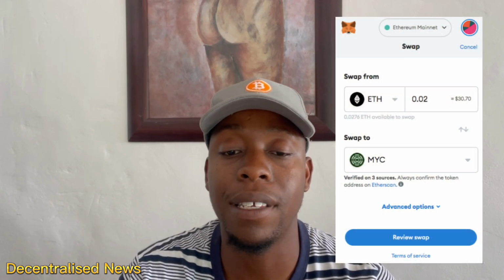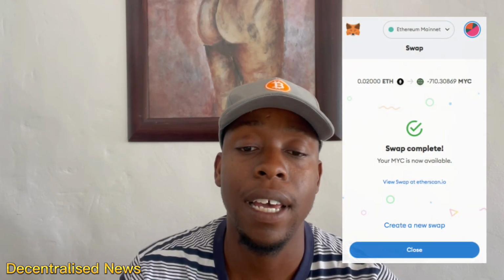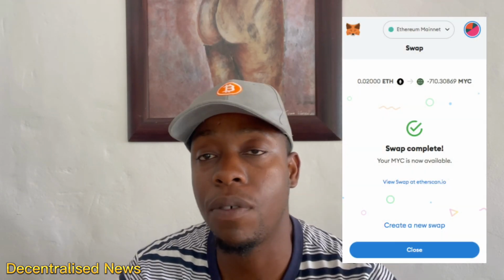And as you can see here, I swapped a little bit of ETH for Mycelium, and I can see my swap went through nice and easy. And what was really interesting to me is the fact that they also have insurance.